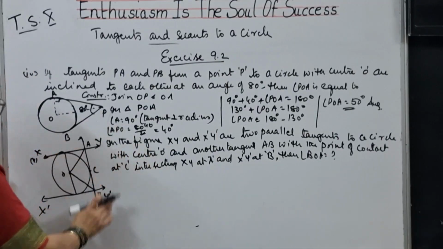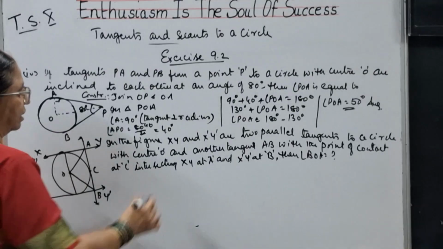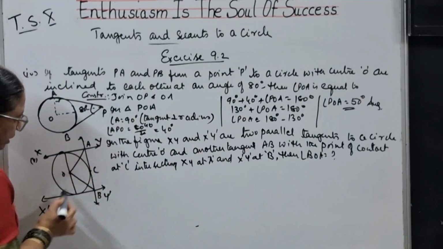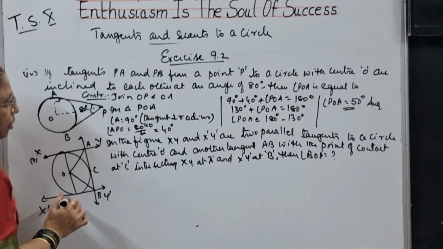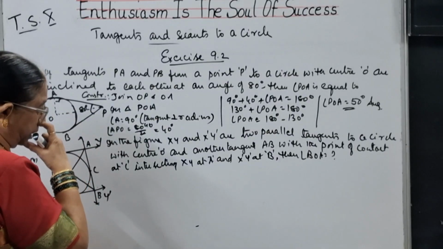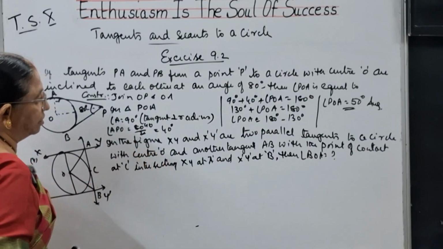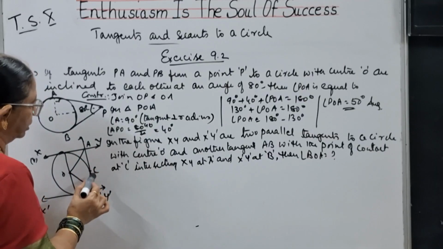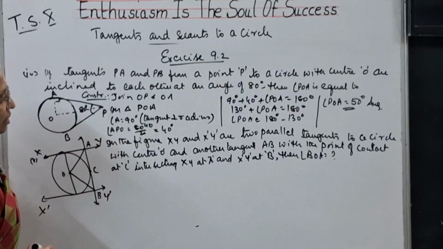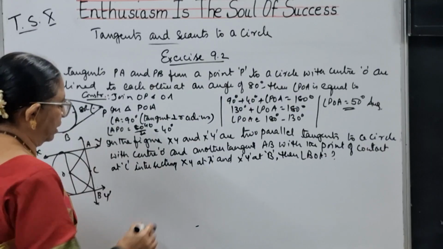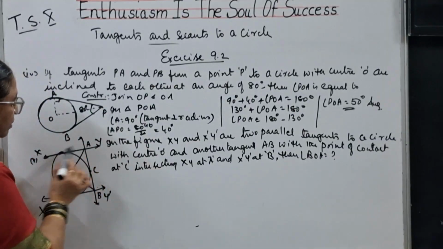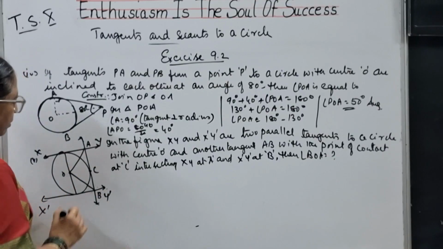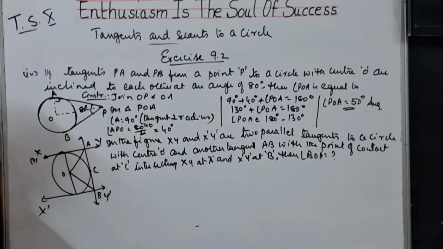In the figure given to you in your book, XY and X dash Y dash are tangents parallel to each other. This is one tangent, this is another tangent. These two are parallel to each other. And another tangent AB, with point of contact C, intersects XY at A and X dash Y dash at B. Now you have to find out what is angle BOA.